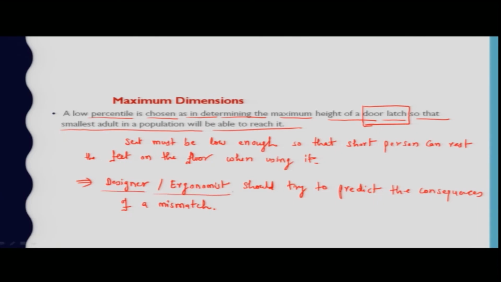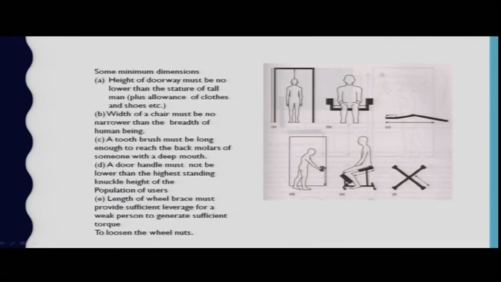So, in this way the designer or ergonomist plays a very important role in giving a system that can be used in a comfortable position, or used by a maximum number of users with greater satisfaction. Some of the examples I have put in the slides, you can have a look. There are some examples of minimum dimensions, like the two things we have discussed before, minimum dimensions and maximum dimensions.